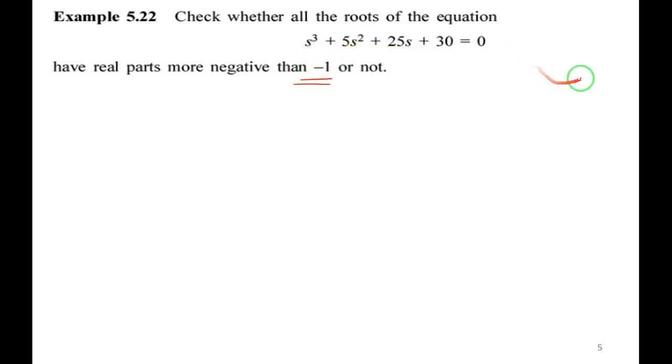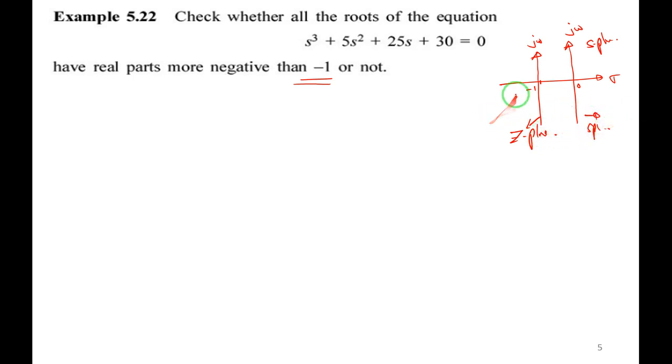-3 is also fine. What they are asking, I'll tell you. This is the origin, this is the s plane with axes sigma and j omega, and they are asking whether all the roots are more negative than -1. So let us shift this imaginary axis to -1 here. This is j omega, this is -1, and I will call this the z plane, and this is the s plane. Now I want to check whether all the roots lie on the left half of the z plane, that is, to the left of -1.